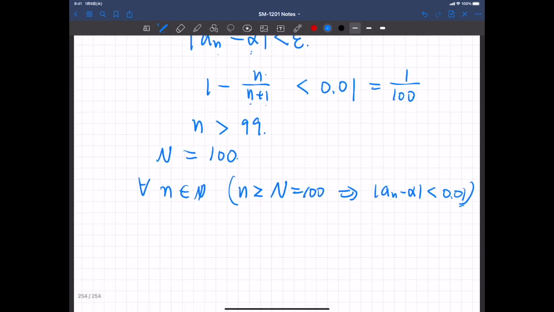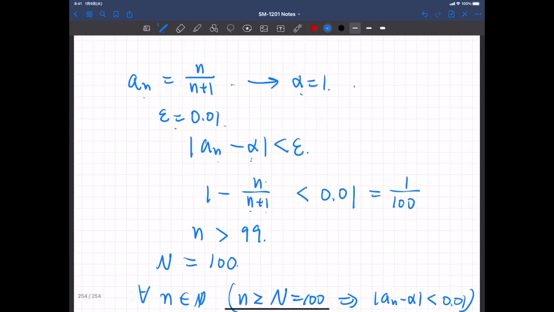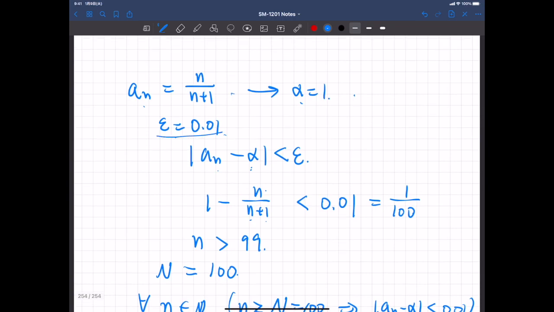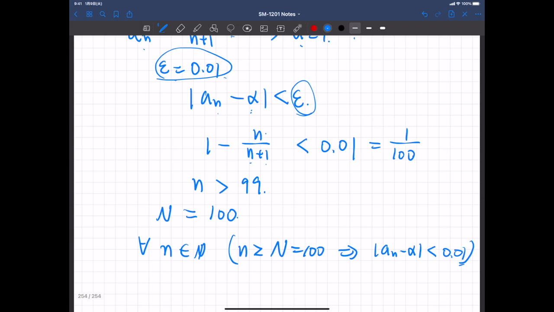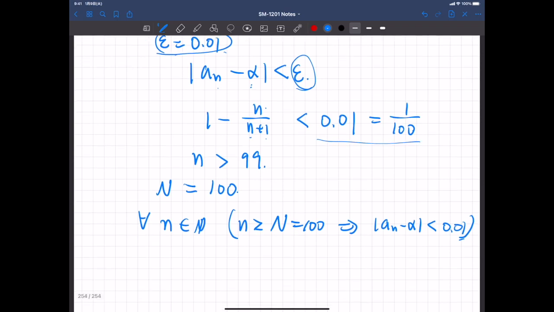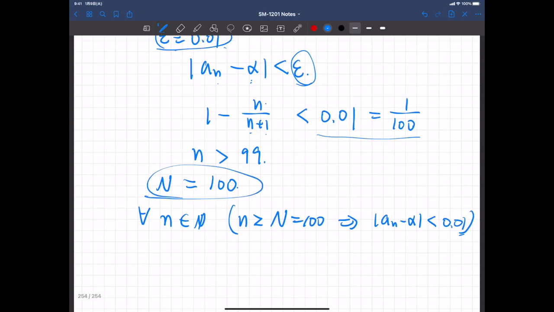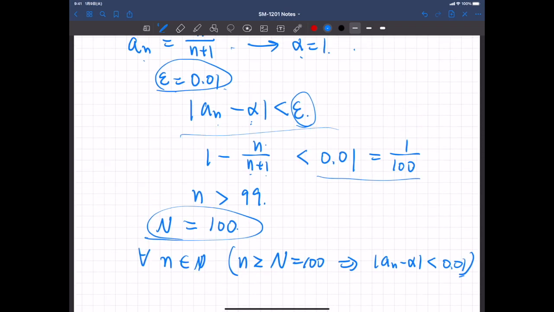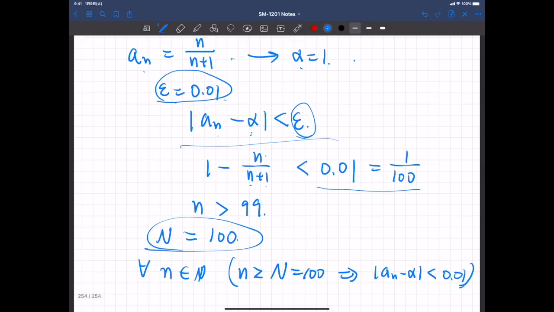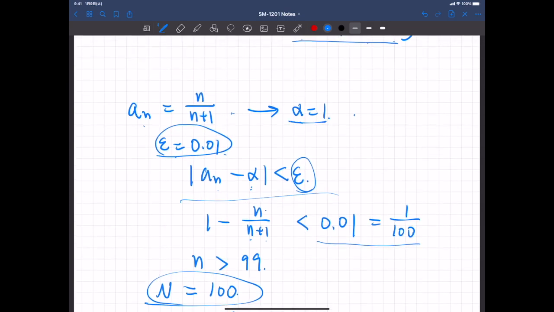So this procedure can be applied for any value of epsilon, not just 0.01. If you want 0.001, just plug in this number and solve the corresponding inequality to find an appropriate value for capital N, and then this should hold always, as long as this alpha is the true value of convergence.